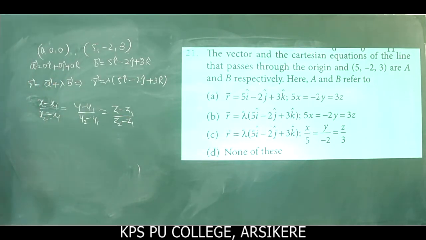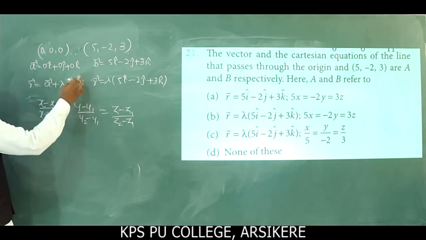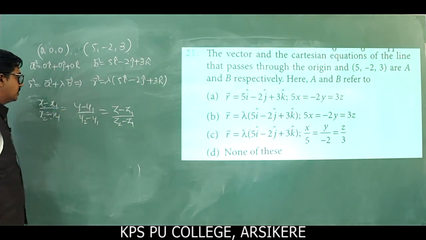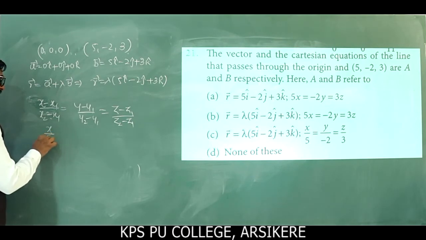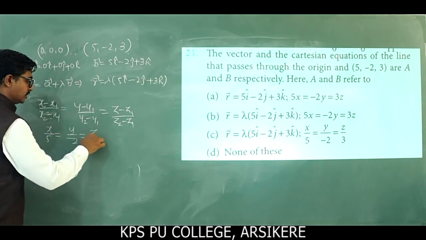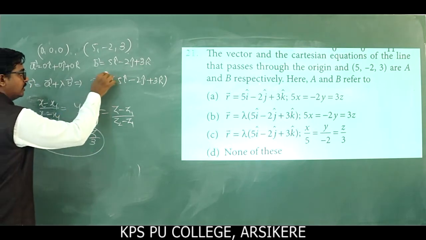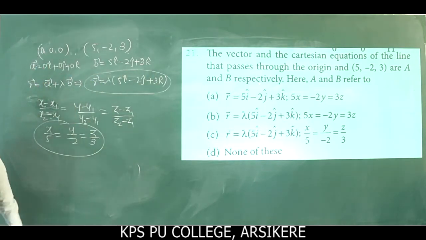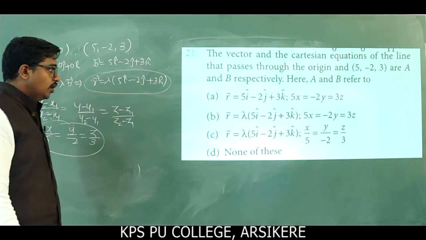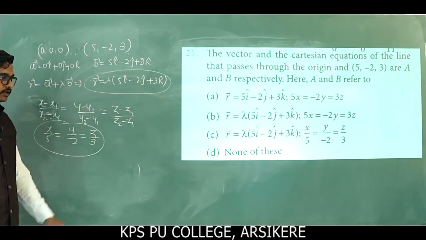x1 is 0, y1 is 0 and z1 is 0. x2 is 5, y2 is minus 2 and z2 is 3. That becomes x by 5 is equal to y by minus 2 is equal to z by 3. This is the Cartesian equation, and the earlier one will be the vector equation of the required line. So this will be A and this will be B. What is the option then? Option C is our right answer.